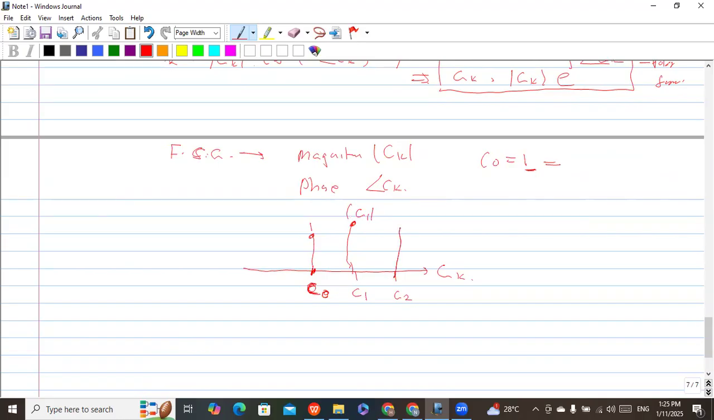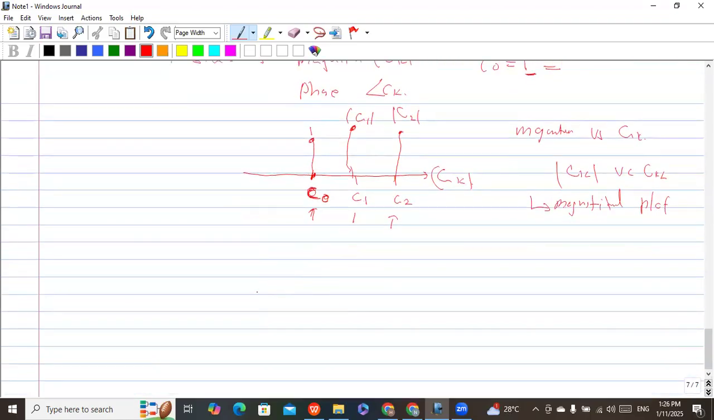In the same manner, you can find the magnitude of C2. So you can plot the Fourier coefficients. You plot magnitude versus Fourier coefficients. This is referred to as the magnitude plot. In the same manner, there is a phase also. So you can plot phase with respect to Fourier coefficients.